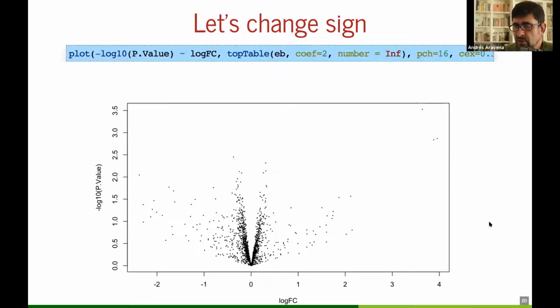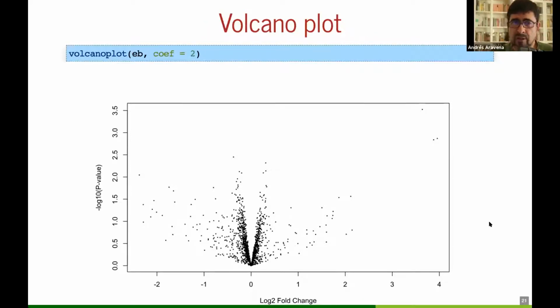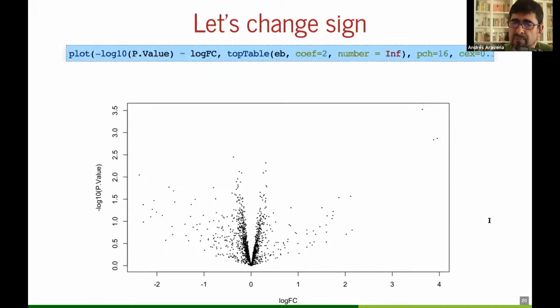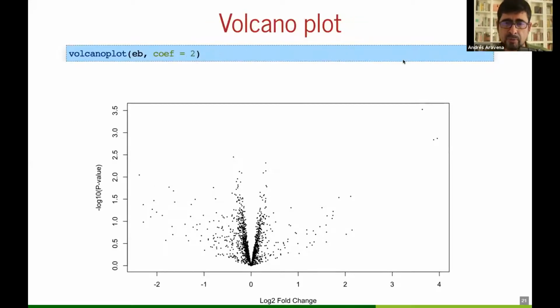And it's so common that there is a function in limma called volcano plot. You see, let me show you. Before, you had to plot minus log 10 p-value and so on. Forget about that. Volcano plot does everything for you. Now here is the interesting thing. In fact, I have one thing, but I think I should have done a couple of other things.